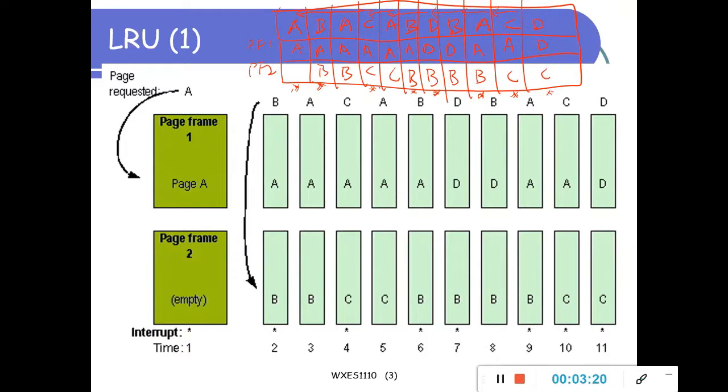So you have here 1, 2, 3, 4, 5, 6, 7, 8. So the failure rate is 8/11 and the success rate is 3/11. So it is better than the most recently used. So these are least recently used.